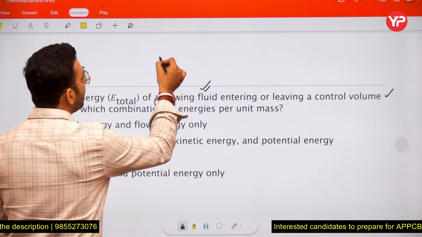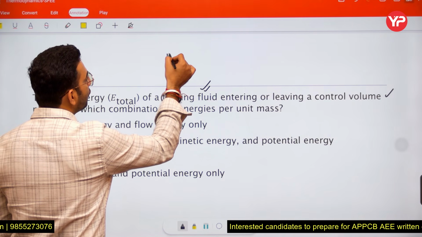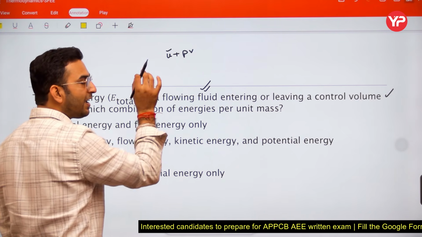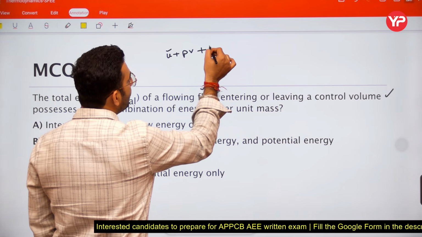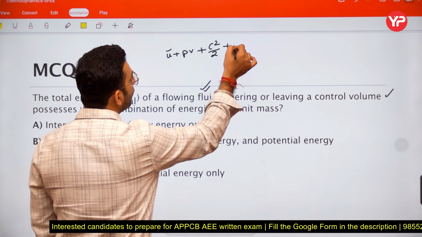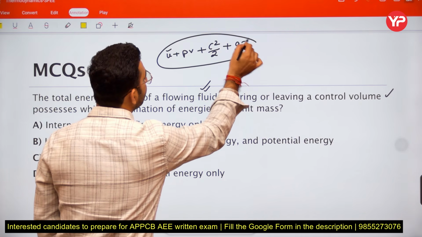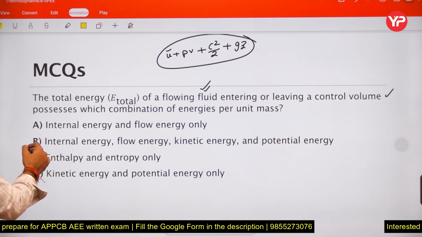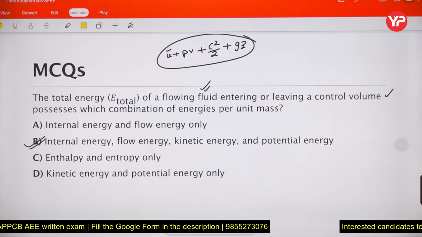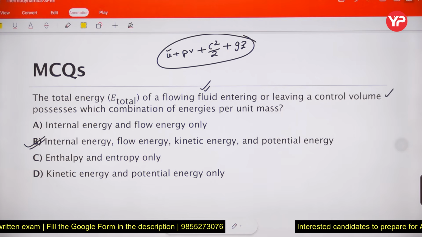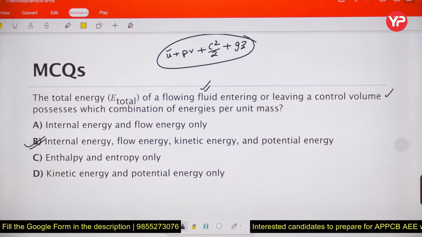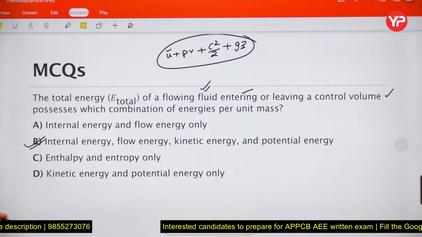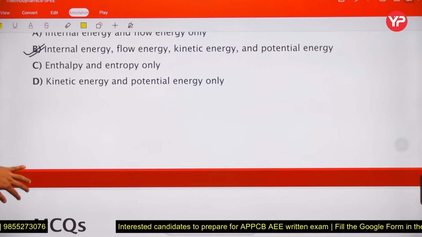So you must know that whenever the fluid is flowing, due to the temperature we may have an internal energy, due to the pressure and volume we may have a flow work, due to the bulk movement we may have a kinetic energy, along with that potential energy. So you are going to experience the 4 terms: internal energy, flow energy, kinetic energy and potential energy. These are the energies associated with the flowing fluid entering or leaving a control volume. Just remember this part. Next question.